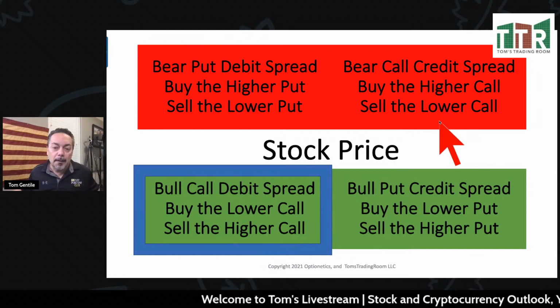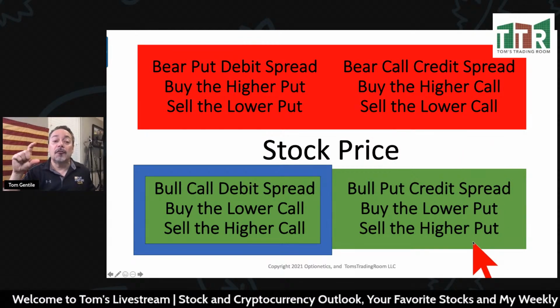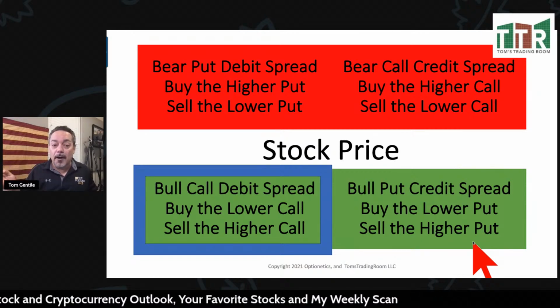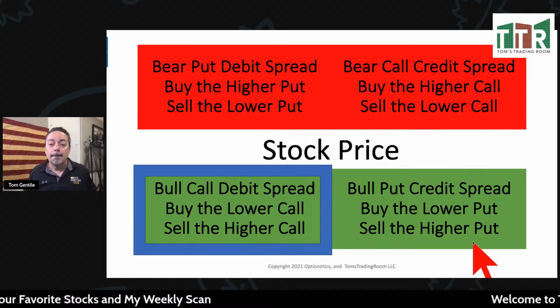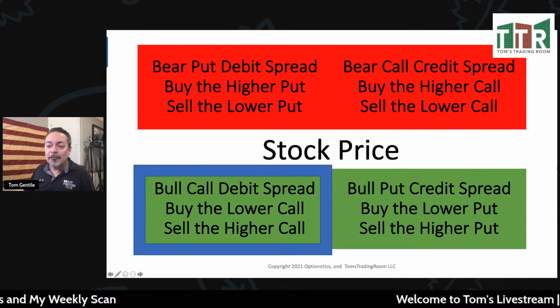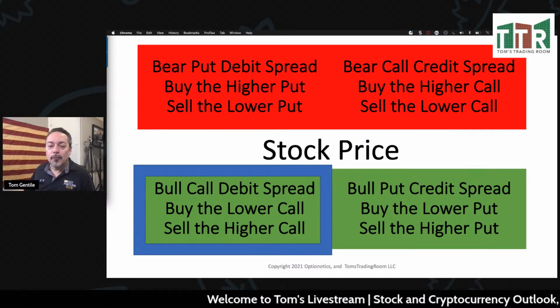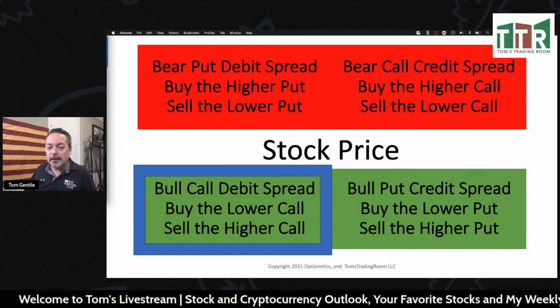Same thing with the bull put credit spread. We're going to buy the lower put and sell the higher put. That's going to be a small credit, and I want that credit to get even smaller and perhaps expire worthless so I don't have to buy it back. Okay? So that's what I'm looking at when I'm putting these spreads on. That's what I look at as we move along and look at these spreads.